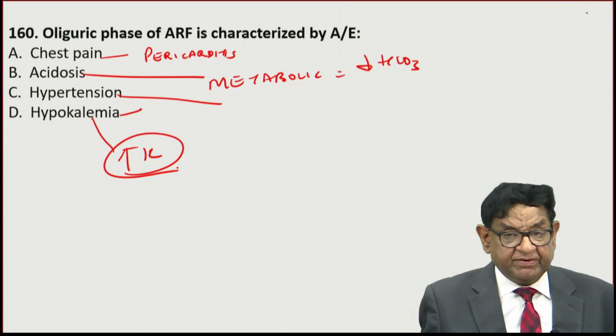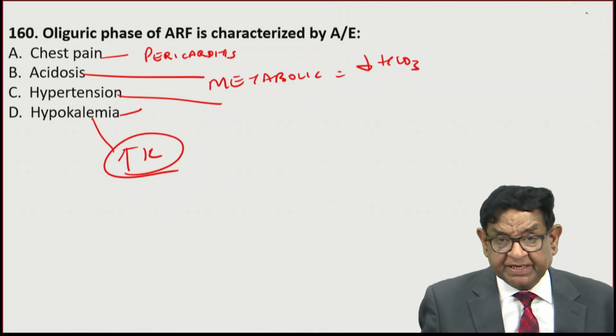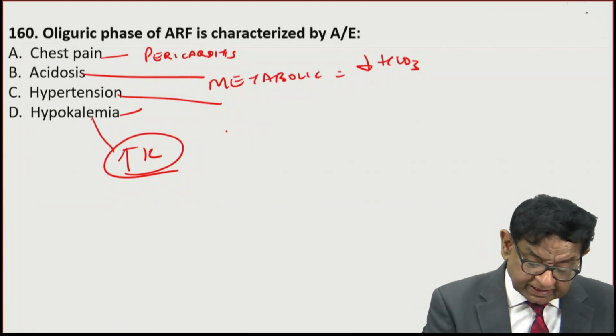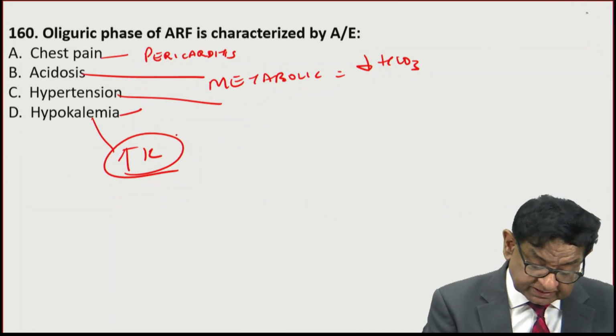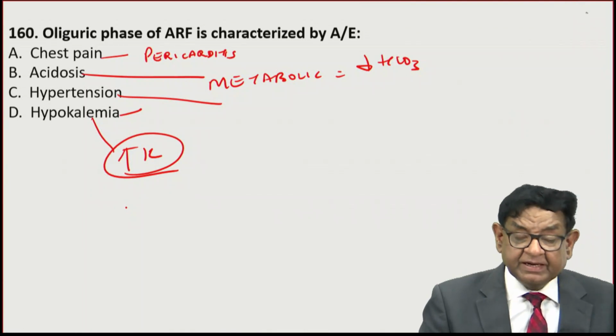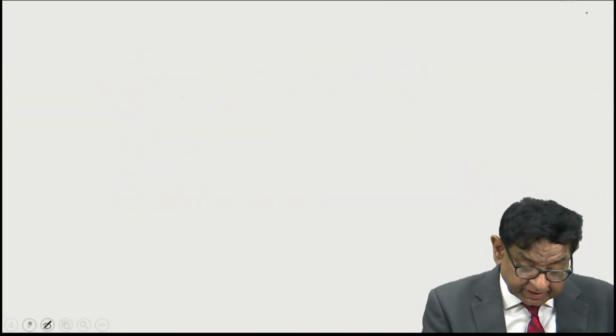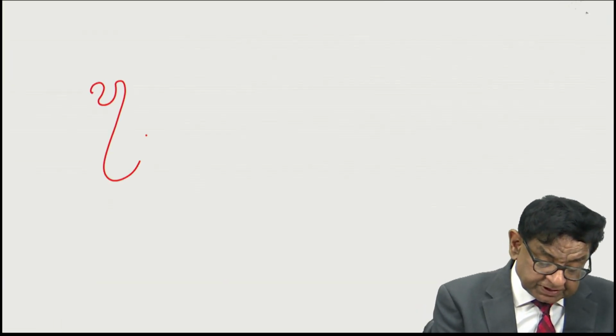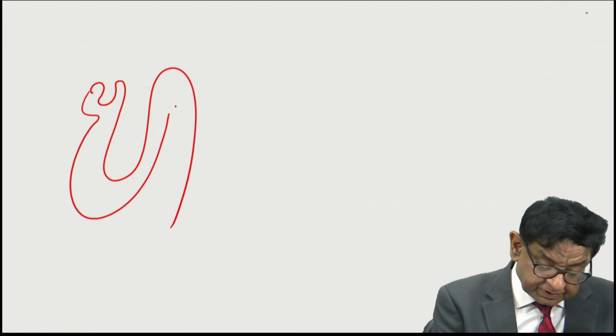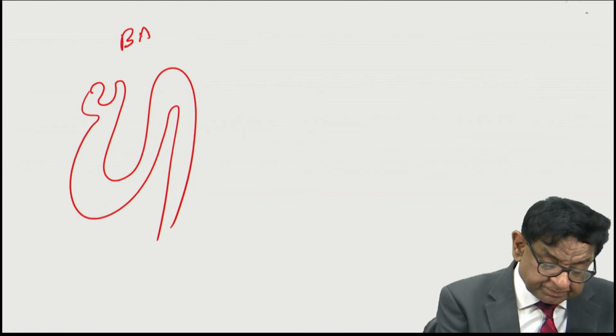In ARF and CRF, hyperkalemia occurs because of decreased sodium-potassium secretion, and that's why let's learn the basic concept. Why acidosis and why hyperkalemia? These are tubules, the basic concept.